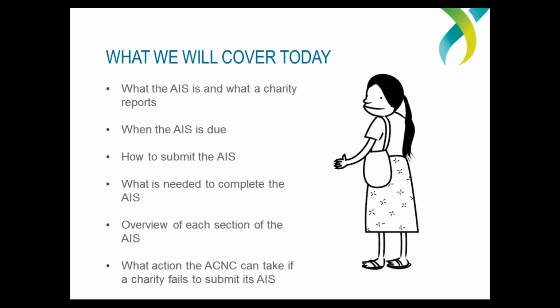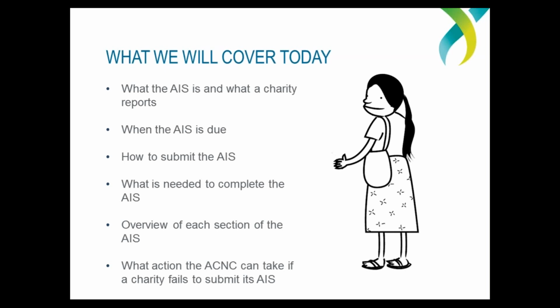Firstly, we'll explain what the AIS is and what charities need to report on as part of the process. We'll look at when the AIS is due. Just quickly, for charities on a calendar year reporting period, their AIS is due on or before the 30th of June, and that is next Friday.